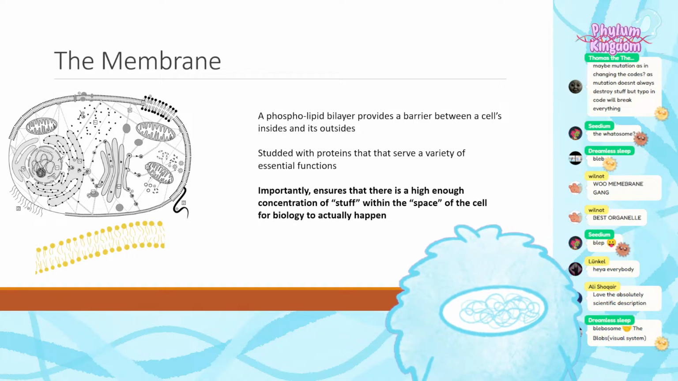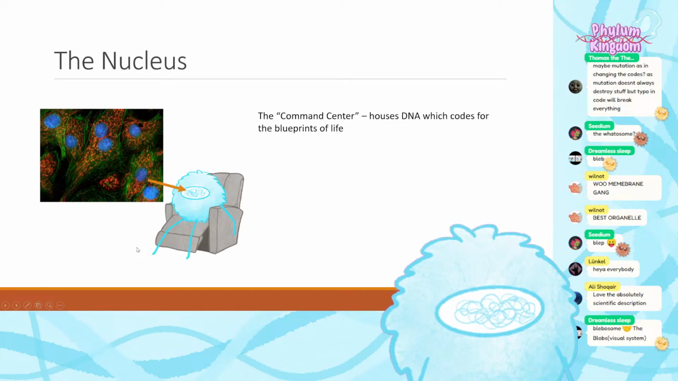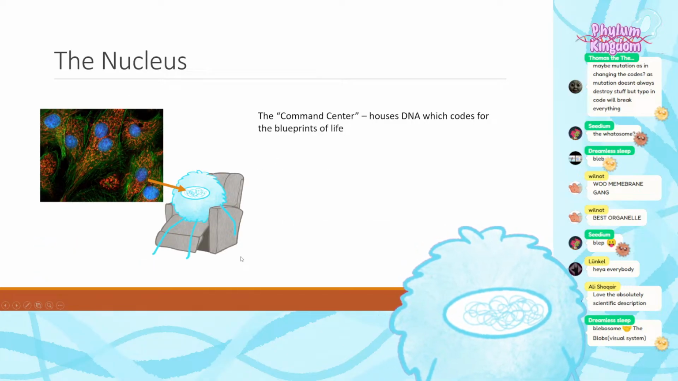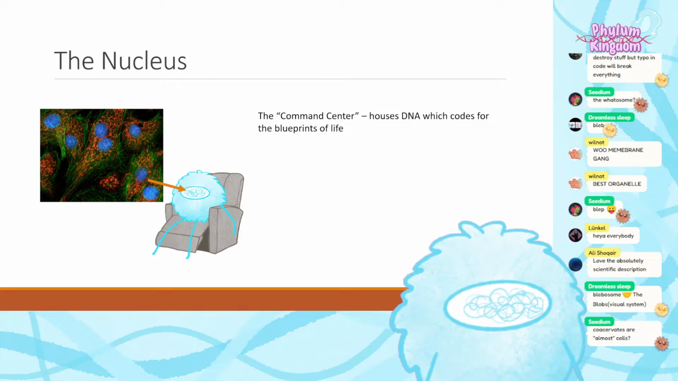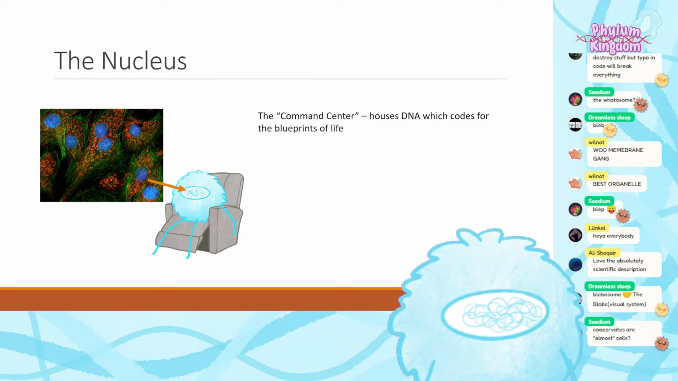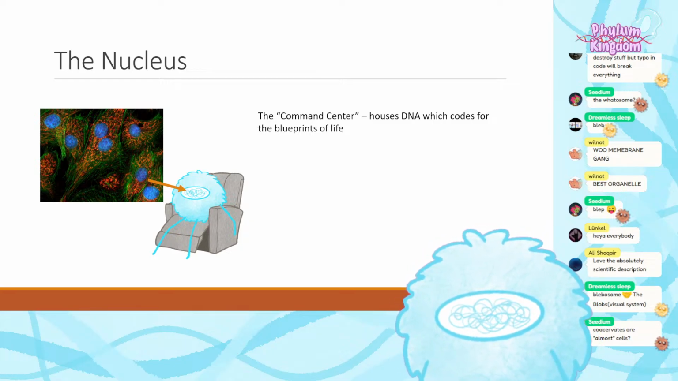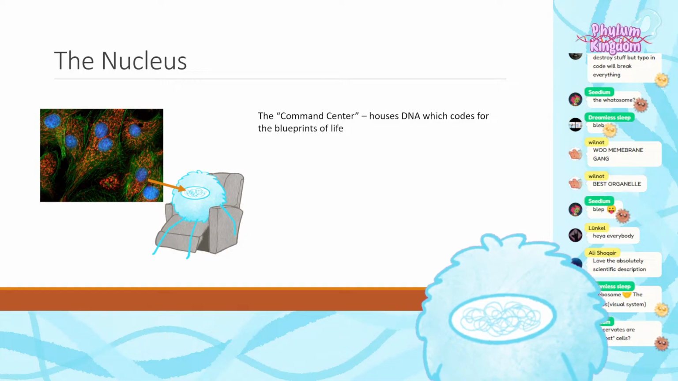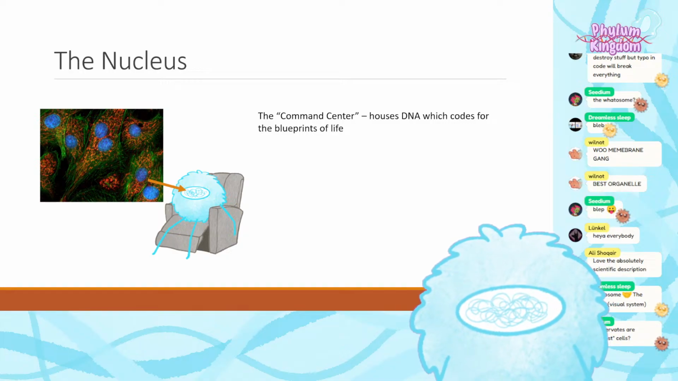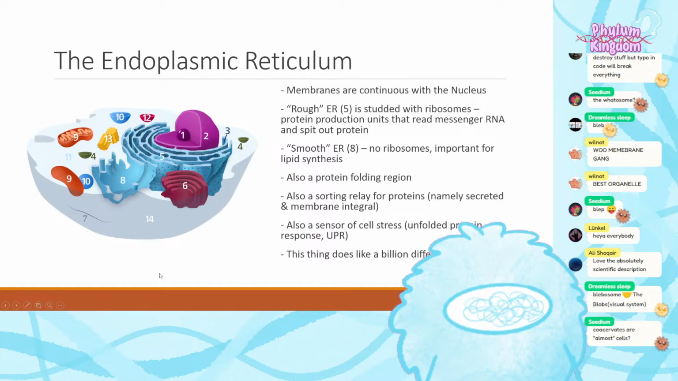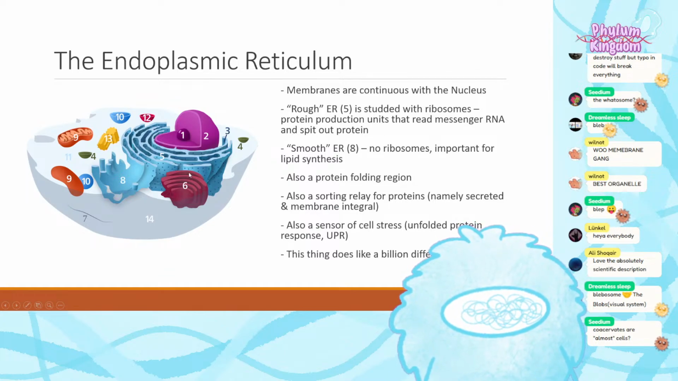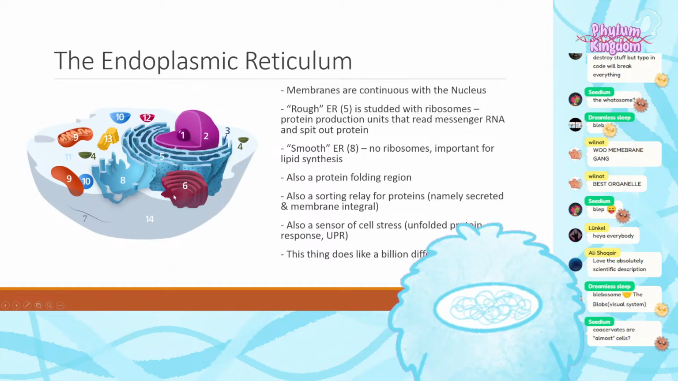All right, so next organelle, we have the nucleus. So this is, of course, the command center, here labeled in blue with the ever-present DAPI stain. It houses the DNA, which codes for the blueprints of life, right? If you want to hear more about that, you can watch my stream on genetics, but I won't really dwell on it here. And then just outside the nucleus, labeled 5 here, we have the endoplasmic reticulum.